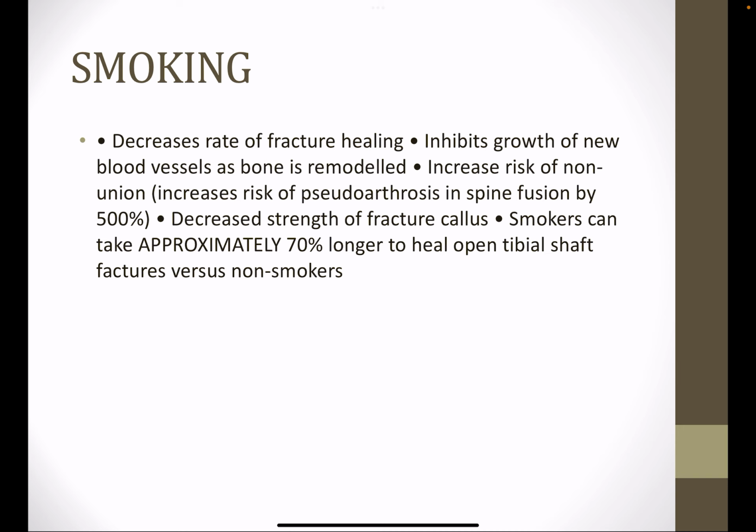Smoking, what must it cause? It's very easy to understand. It decreases the vascularity. So at which stage do the new vessels form? It forms at the stage of soft callus. So it inhibits the growth of the new blood vessels and increases the risk of non-union. Simple. A smoker can take approximately 70% longer to heal an open tibia shaft fracture versus a non-smoker.